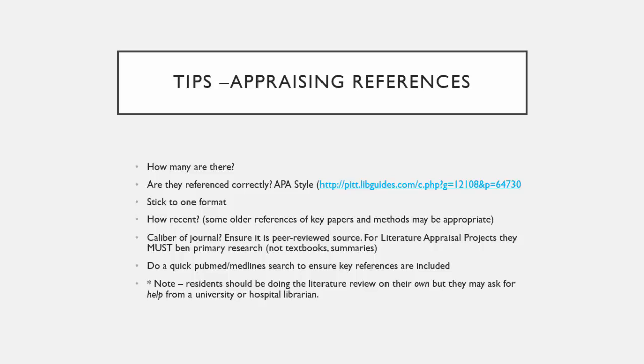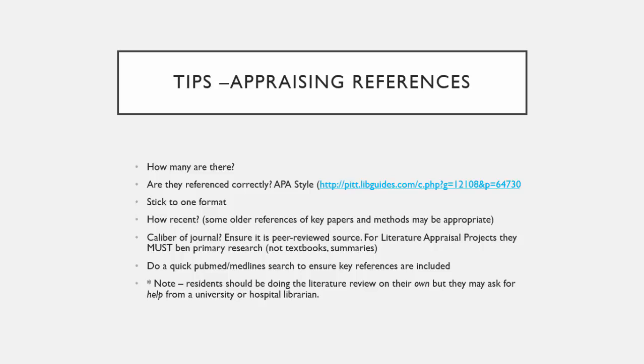It's important to look at how recent are the papers. Some older references may actually be appropriate if they're key papers. Important also to consider the caliber of the journal. So ensure it's a peer-reviewed source. And importantly, for literature appraisal projects, they must be primary research. So they can't use textbook summaries, reviews. It has to be primary research.